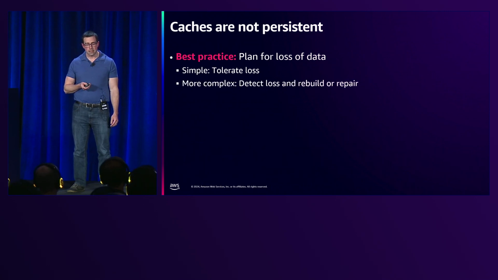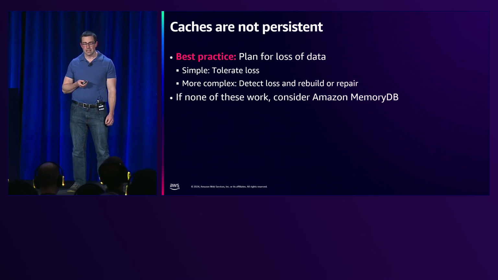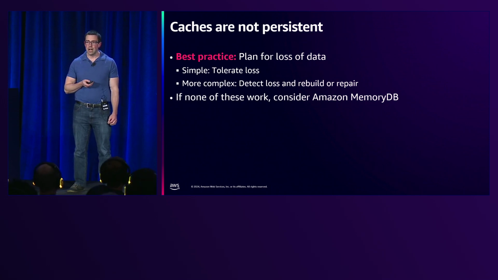But for something more complex, it may require you building some way to detect the loss and rebuild or repair it. For example, if you're not able to tolerate loss of data in a cache, then rehydrating asynchronously can be more complex. For these use cases, if it becomes more of a burden than it's worth, then I would encourage you to consider Amazon MemoryDB, which is another AWS service that my team supports that offers a Valkey compatible API, but the difference is that it is durable and consistent. It uses a multi-AZ transaction log behind the scenes in order to ensure durability.